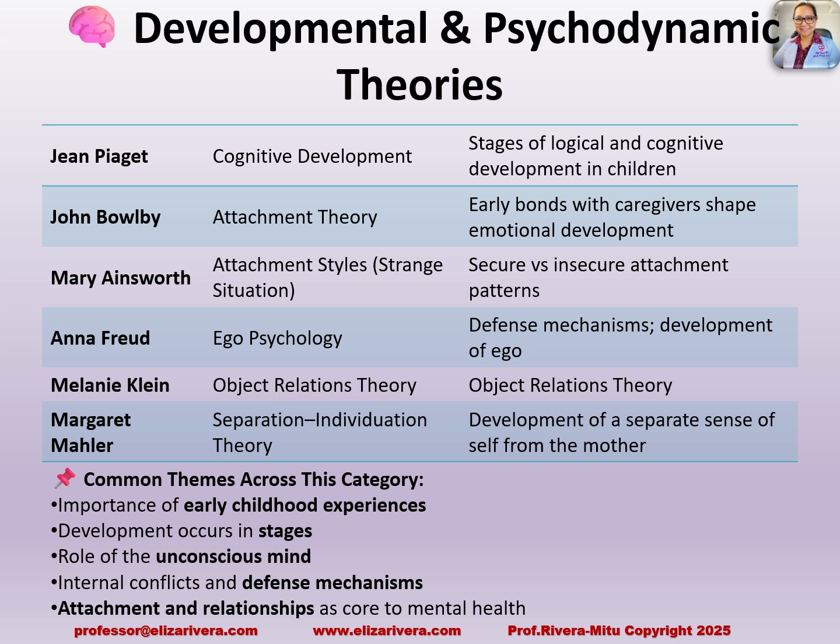Melanie Klein's object relations theory explores how early relationships influence our mental representations of others. Common themes across these theories include the critical role of early childhood experiences, the staged nature of development, the influence of the unconscious mind, and the importance of attachment and relationships in mental health. This foundation helps us appreciate how early interactions shape lifelong emotional well-being and psychological functioning.